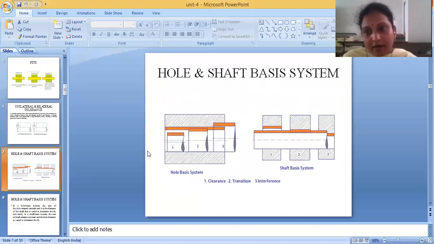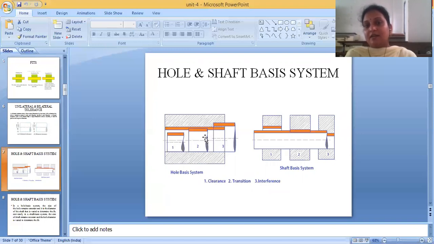Next one, what is a hole basis system and what is a shaft basis system? See, hole basis system is where the size of the hole remains constant and there will be a variation in the size of the shaft. See, if you look at the first figure here, the size of the hole is constant. So, depending upon the fit required, they are varying the size of the shaft. So, the first one is clearance, where the diameter of the shaft is very less when compared to the diameter of the hole.